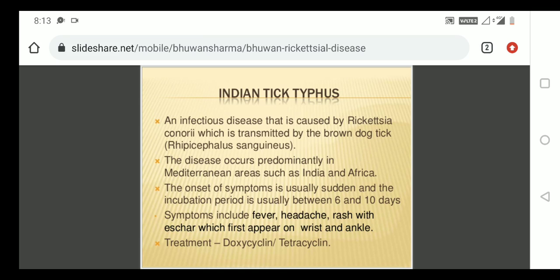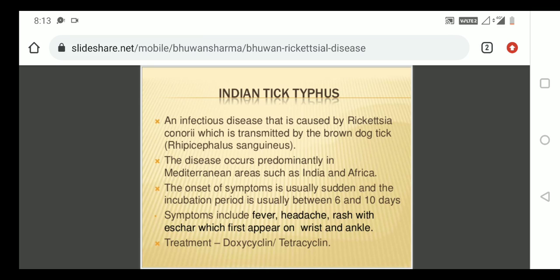then the next one is Indian tick typhus. Okay, so there are different types of ticks. So Indian tick typhus is an infectious disease that is caused by Rickettsia conorii, which is transmitted by brown dog ticks and all. So it's a disease predominantly seen in Mediterranean areas, such as India as well as in Africa and all. So we are studying here the major diseases which affect India, and the Rickettsial diseases are one of the tick diseases only.